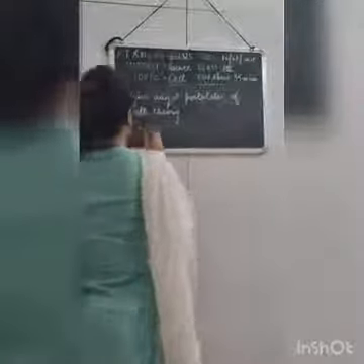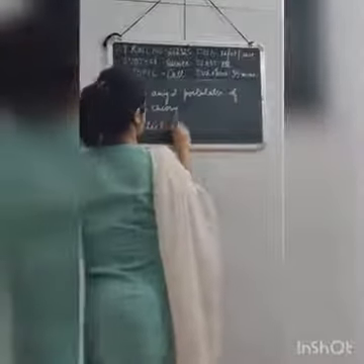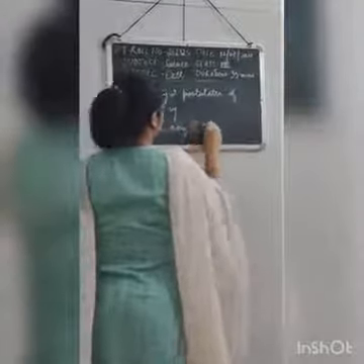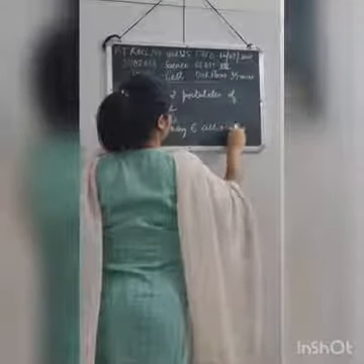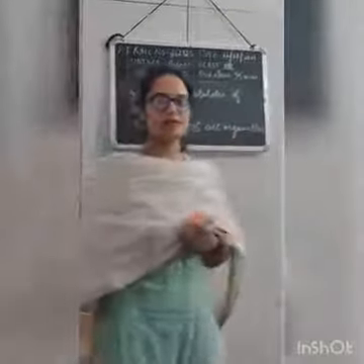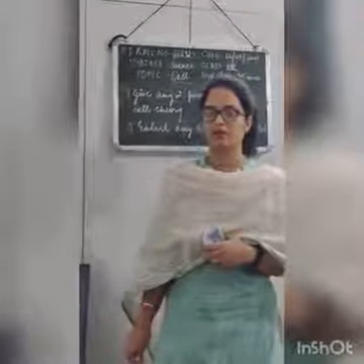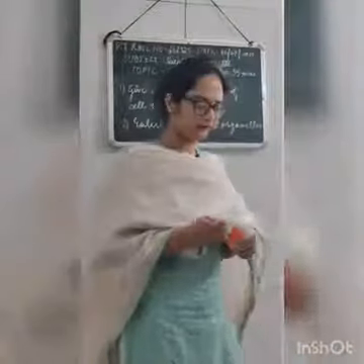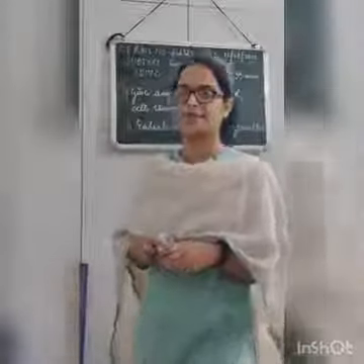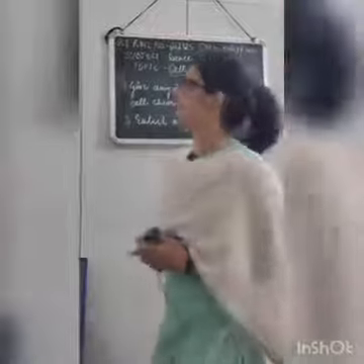Good. The second question is, enlist any six cell organelles that we have studied today. Cell wall, cell membrane, cytoplasm, nucleus, nucleolus, vacuole. Very good.